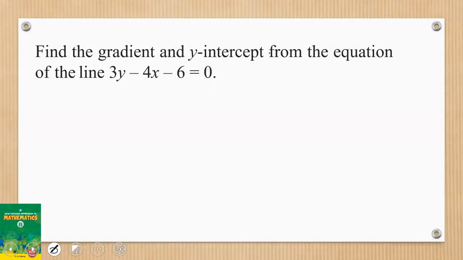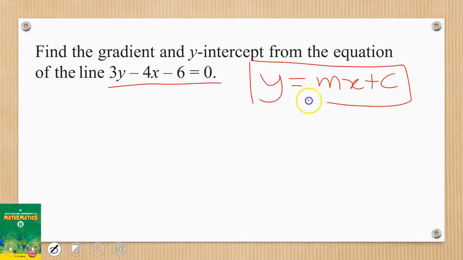Let's say we have a question like this: find the gradient and y-intercept from the equation of the line. And this is the equation of the line. Before we can know the y-intercept and the gradient, we must put the equation to look like this: mx plus c. Every equation that looks like this, then we know that the c portion becomes the y-intercept, whilst the m portion becomes the gradient.